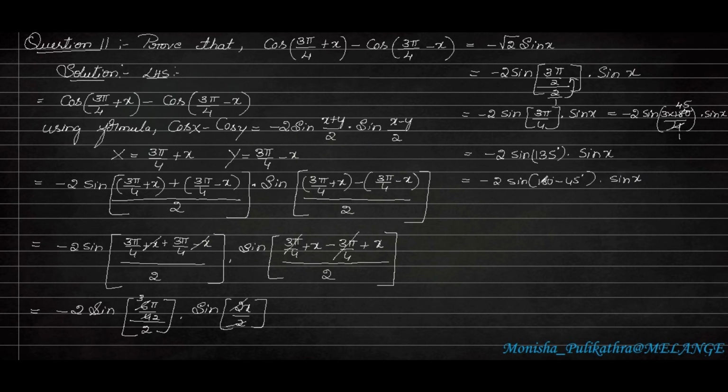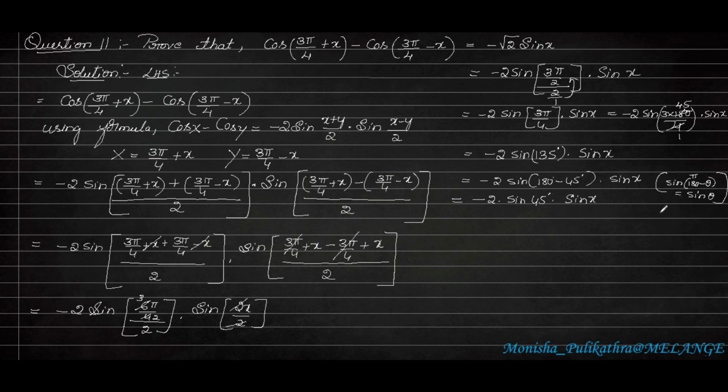So next there is a formula, that is sine (180 minus theta) or sine (pi minus theta) is equal to sine theta. Okay, sine 180 is nothing but pi. Sine (pi minus theta) is equal to sine theta. So sine (180 minus theta) will become sine theta. So here it will be minus 2 into sine 45 degree into sine x.